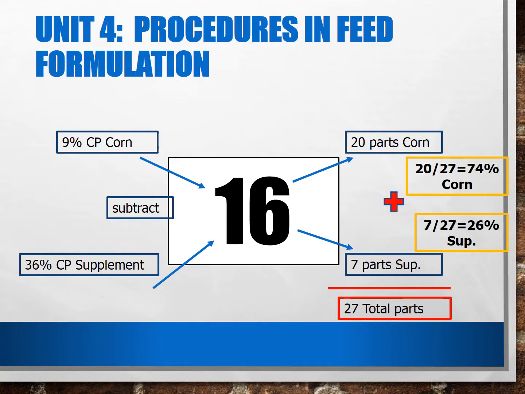Well, if we take 20 parts corn and we divide it by the 27 total parts in the diet, that tells us the ration should be 74% corn. And if we take 7 parts supplement and divide it by the whole, that should be 26% of the ration should be supplement. If we have done all of our math correctly, then that's going to give us that 16% crude protein diet that we've put there in the center of our Pearson square.